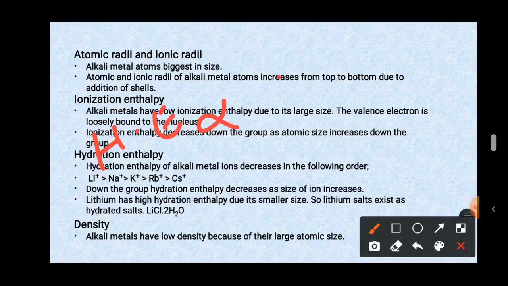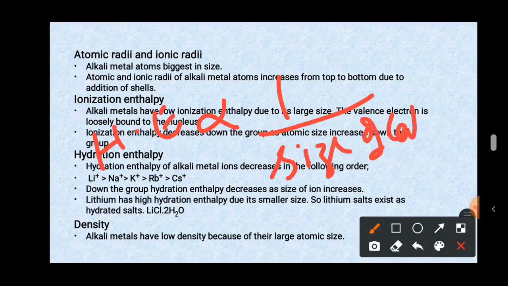Hydration enthalpy is inversely proportional to the size of the cation. You can remember it like this: as the size of the cation increases, hydration enthalpy decreases. As the size of the cation is less, its hydration enthalpy is more.